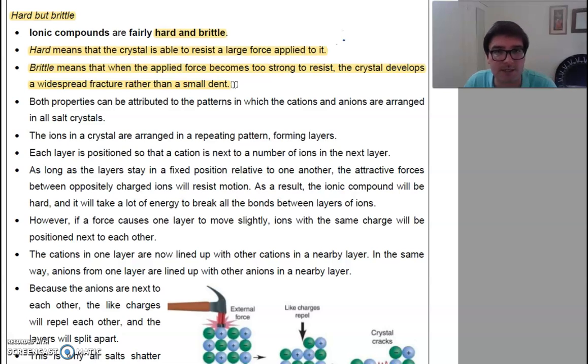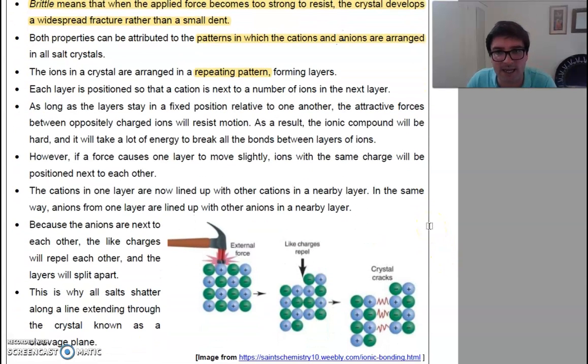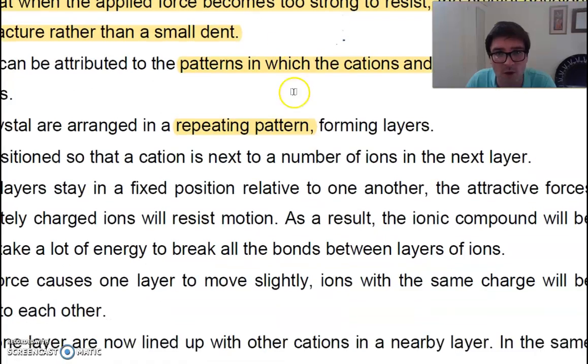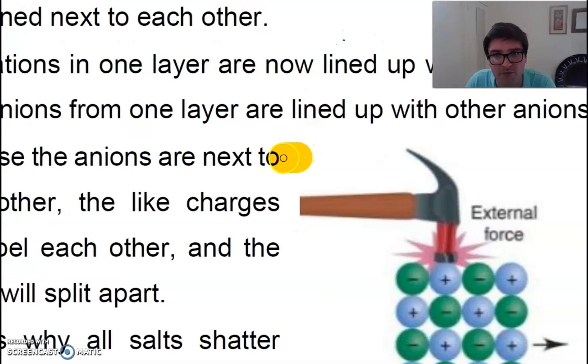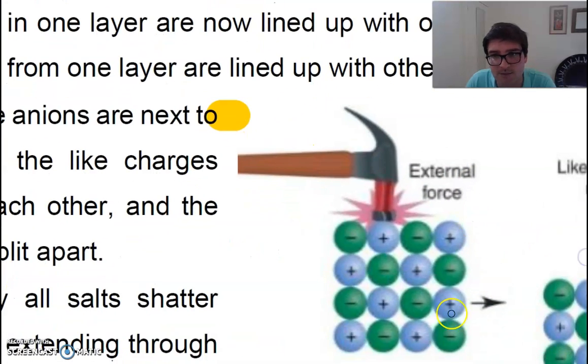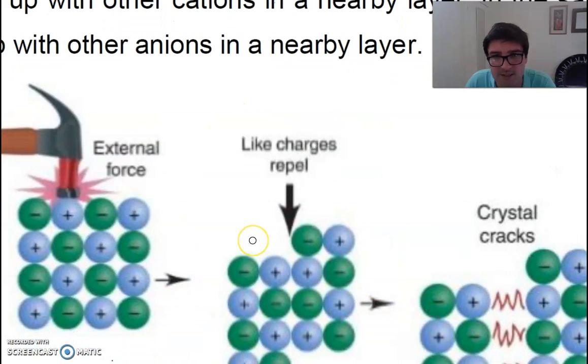Now, both of these properties are related to the patterns in which the cations and anions are arranged in the crystal lattice of ionic salts. Now, this repeating form means that we've got oppositely charged ions close to one another. Now, the moment I apply a force, what will happen? This is what's indicated in this image over here, and I want to enlarge it so that we can see what is happening there.